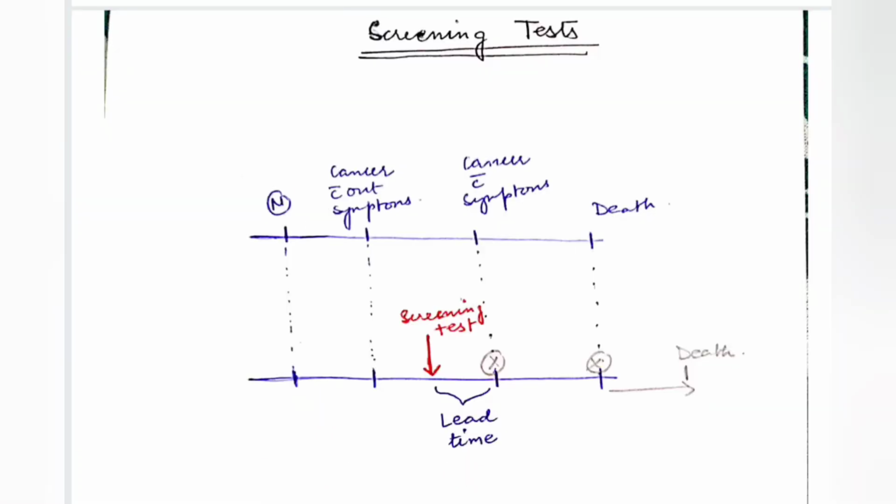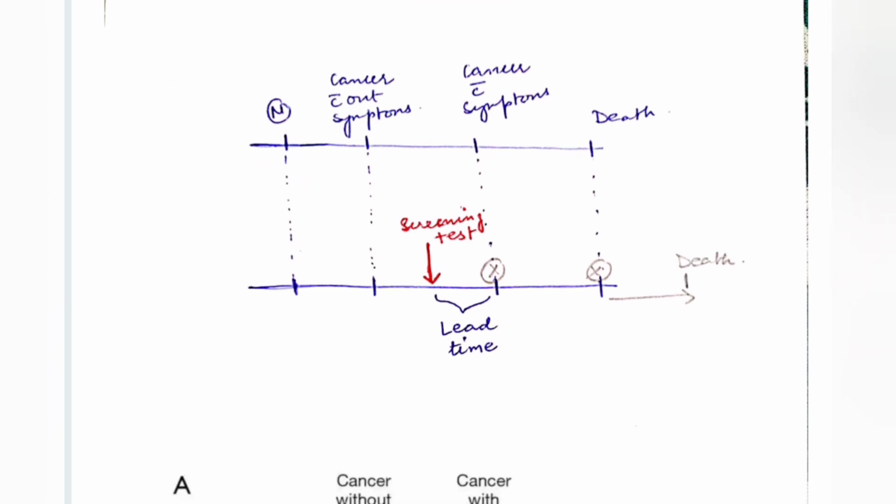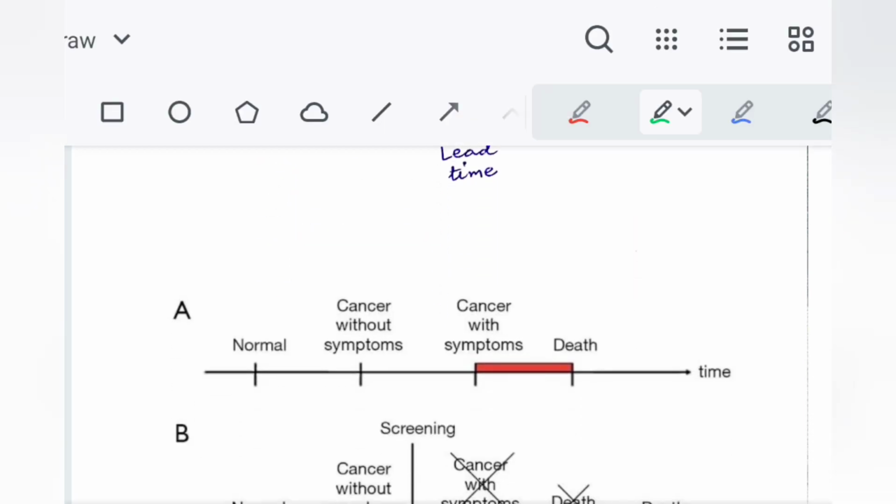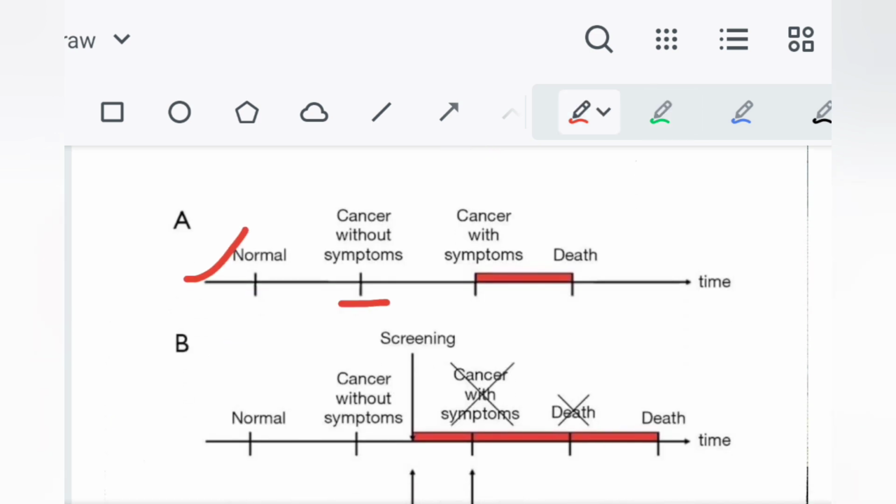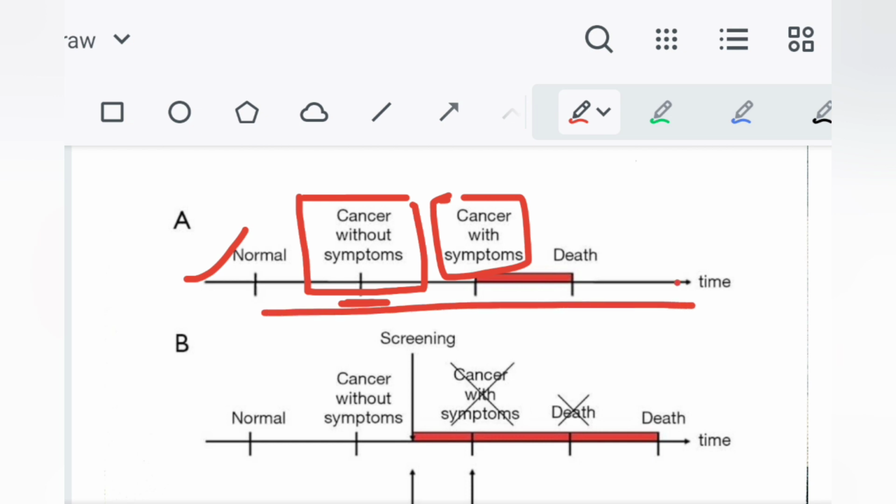This topic is specificity and sensitivity of screening test. So first let's see what a screening test is and how it is applied. Suppose this is a normal individual. Now suppose this is the time where he develops cancer without symptoms, and this is the time where he develops cancer with symptoms. Now this is the timeline or time chart.